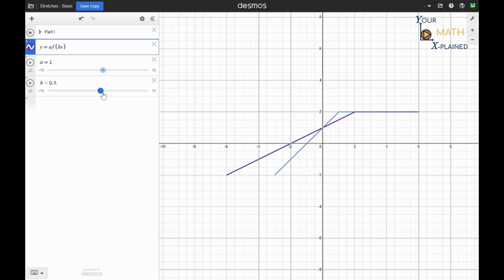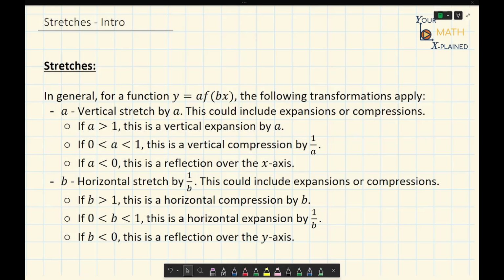And just like what happens with the a value, if we make our b value negative, it is going to be a flip over the y-axis. So then if it gets more negative, it actually compresses more and more after the flip. And then if we have a negative value that is between 0 and -1, it stretches the graph as well as flipping it. So let's go ahead and generalize what we have just seen.